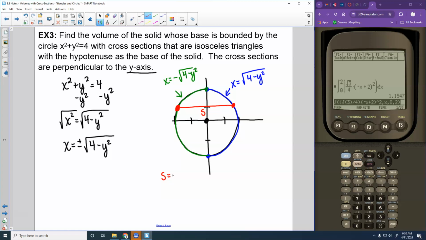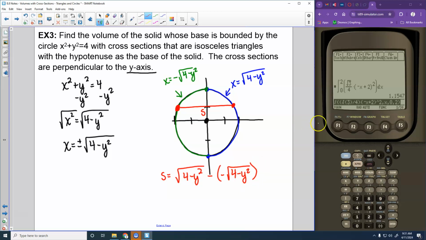Well, you're thinking of the equation of the triangle, and we are going to do that in a second. But right now, just for that value s, the length of s is going to be whatever the blue graph is minus the green graph right here. So it would be the square root of 4 minus y squared minus negative the square root of 4 minus y squared.